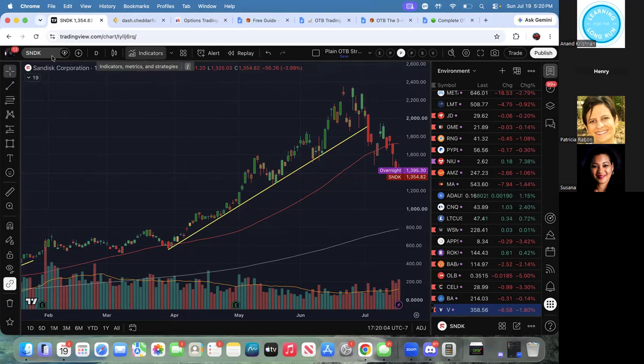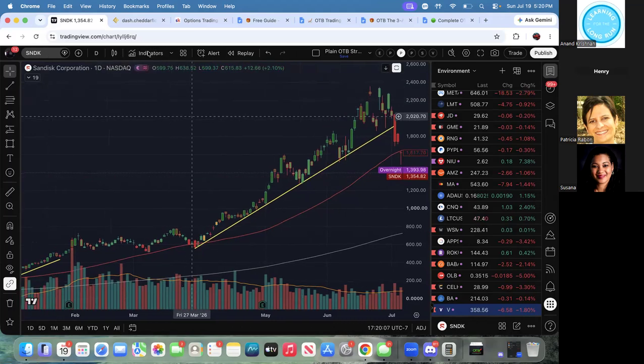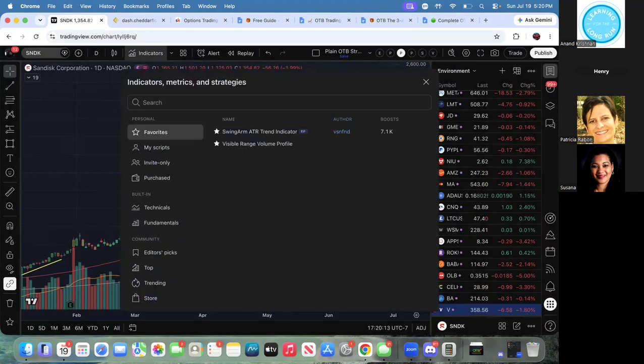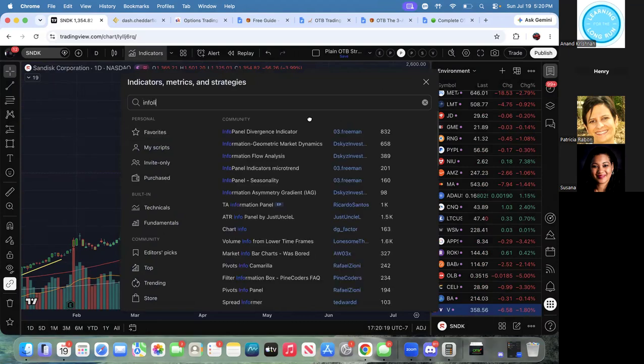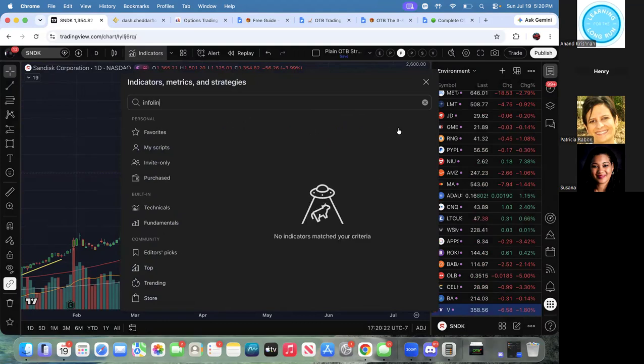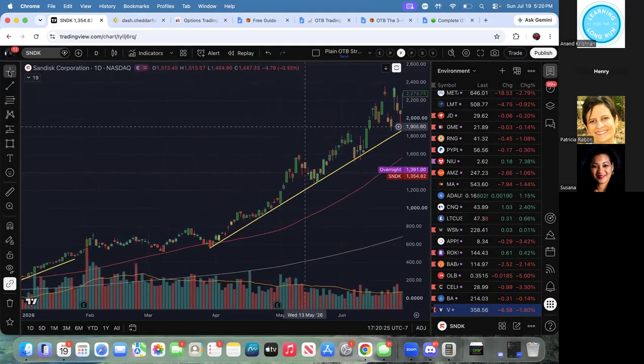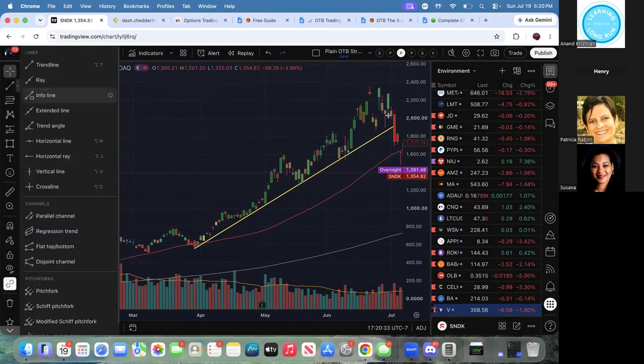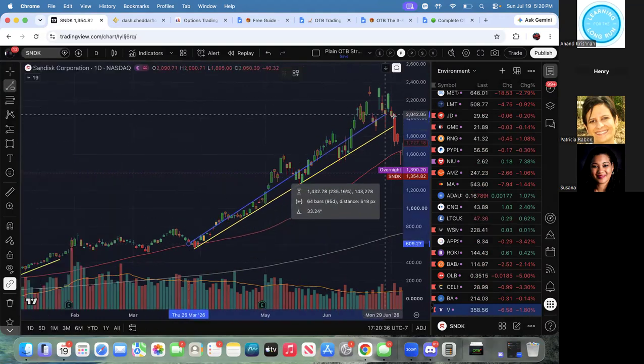It's called the info line. If you click on that line, you have the info line, you have the trend angle, and so forth. It's right on the upper left side, where you see the cross, right below that you have the trend line. Then you have the info line, and the trend angle. So it will tell you how many bars this trend has lasted for, what the angle of the trend is, and so forth.